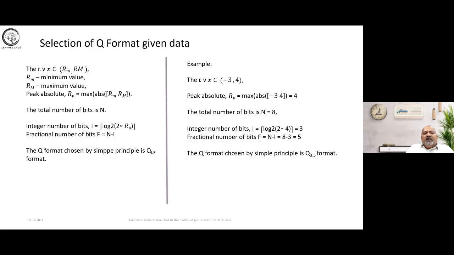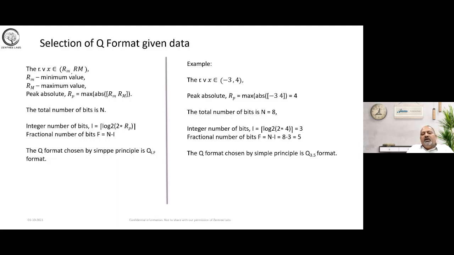Then when such a thing is given, the total number of bits is n. Then the integer number of bits can be computed as logarithm base 2 of rp, the peak absolute value. So now I can have an integer number of bits, right? Given total number of bits n, obviously the fractional number of bits is equal to n minus I, the integer number of bits.